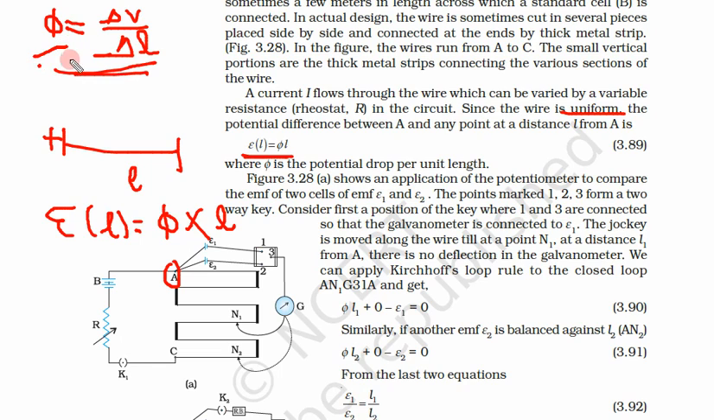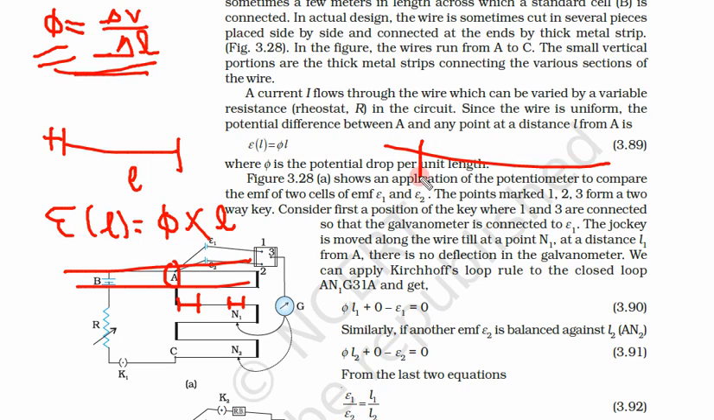Please remember, always check whether this potential gradient is given per centimeter or per meter. Accordingly, if it is per meter, then you use length in meters. If it is given per centimeter, then you use length in centimeters. That is the only thing you have to remember. But the principle is simple. Due to the uniform cross section of the wire, we have a potential gradient which is constant across the whole wire, or the potential drop across any part of the wire which has the same length is equal.